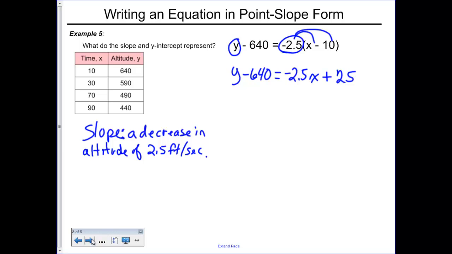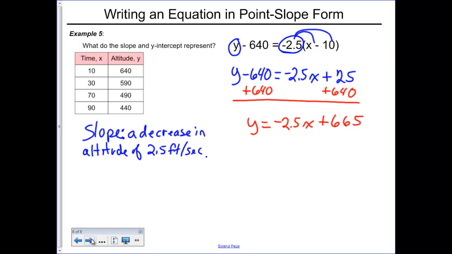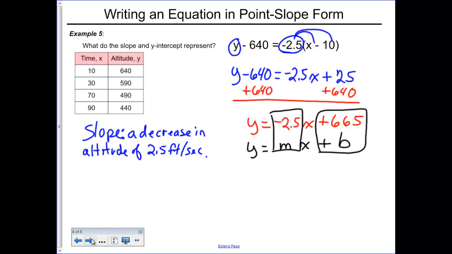I still don't have y by itself, so I'm going to add the 640 to both sides. So y equals negative 2.5x plus 665. Now this looks like mx plus b format, where m is the slope, which we already knew. And then the b value is our y-intercept. So our y-intercept is 665 feet. So at 0 seconds, x is, remember, time. At 0 seconds, the height of the balloon is 665 feet.